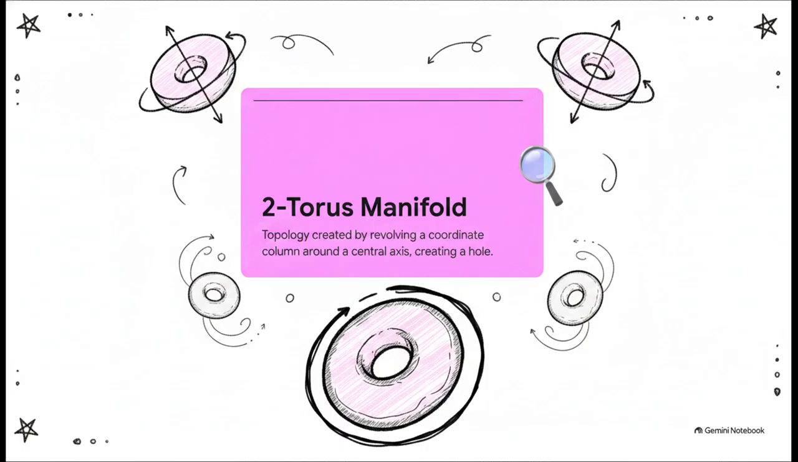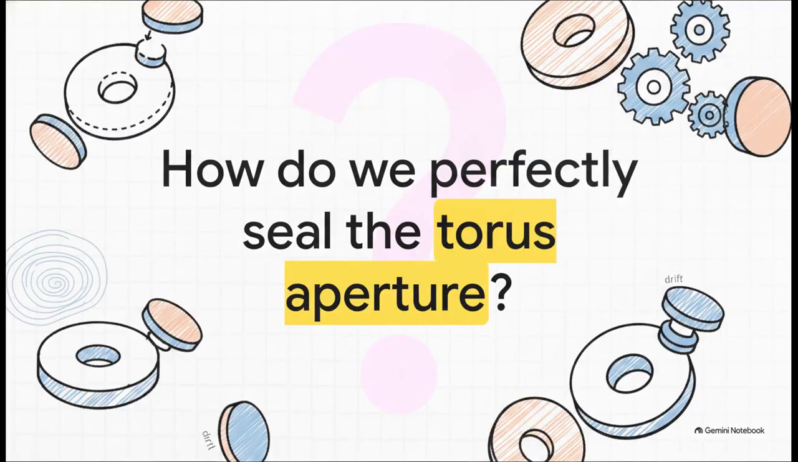But here's the kicker. The most critical part of the shape isn't the ring itself, it's the central aperture. That empty space right in the middle, known as the torus hole. So the abstract problem of bypassing infinity has now transformed into a highly specific physical challenge. Which brings us to the ultimate question, doesn't it? How do we perfectly seal the torus aperture?